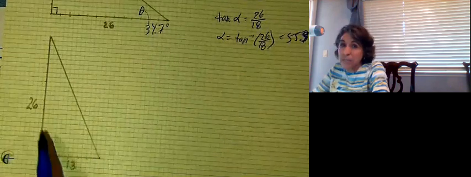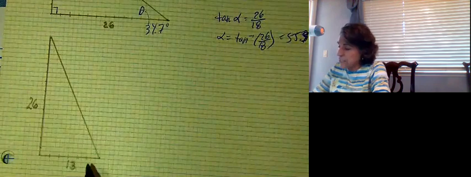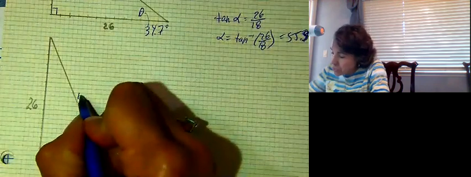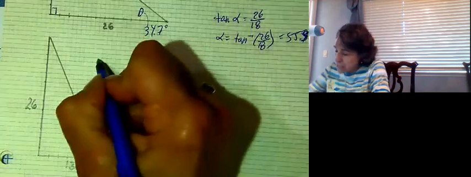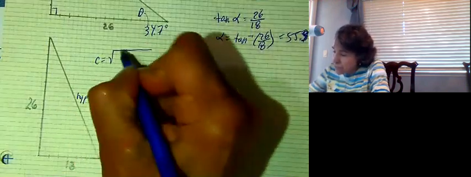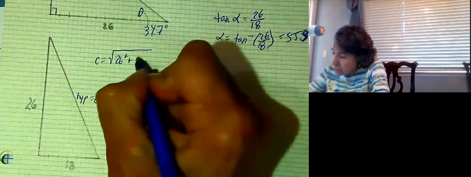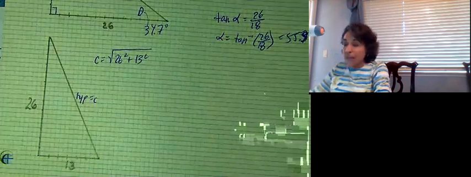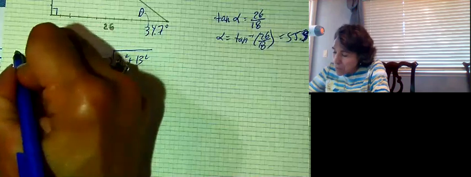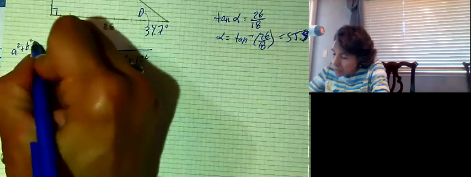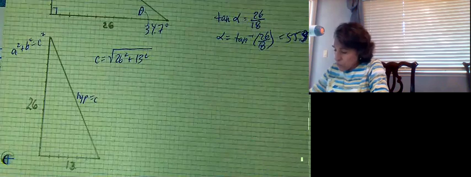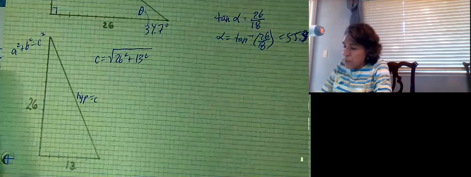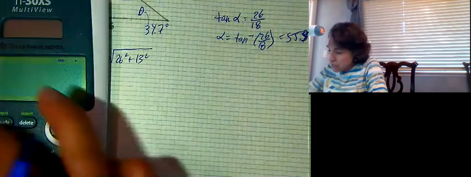I counted up the little boxes here, by the way, 26 and 13. So this hypotenuse, I'm going to call it C. Okay, what is C? C is going to be the square root of 26 squared plus 13 squared. Why is that? Well, because hopefully you remember that A squared plus B squared is equal to C squared. Pythagorean theorem. So let's figure out what that is. Give me the square root.